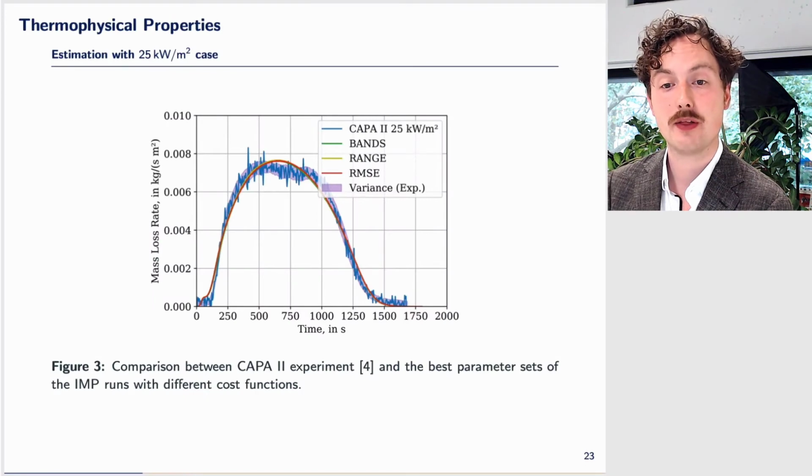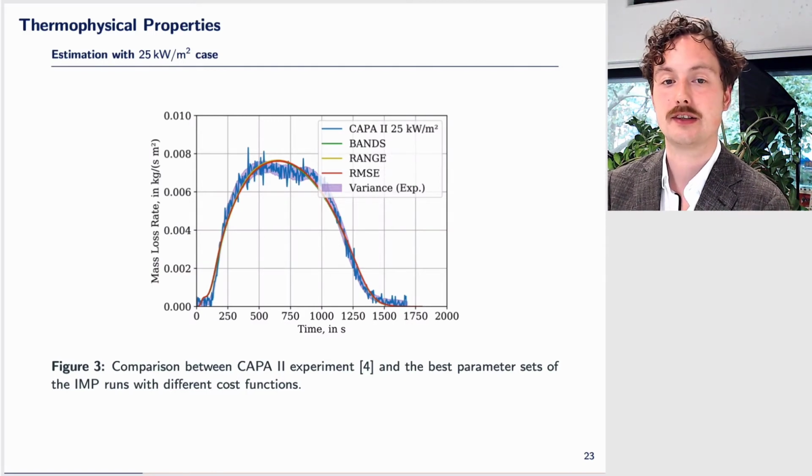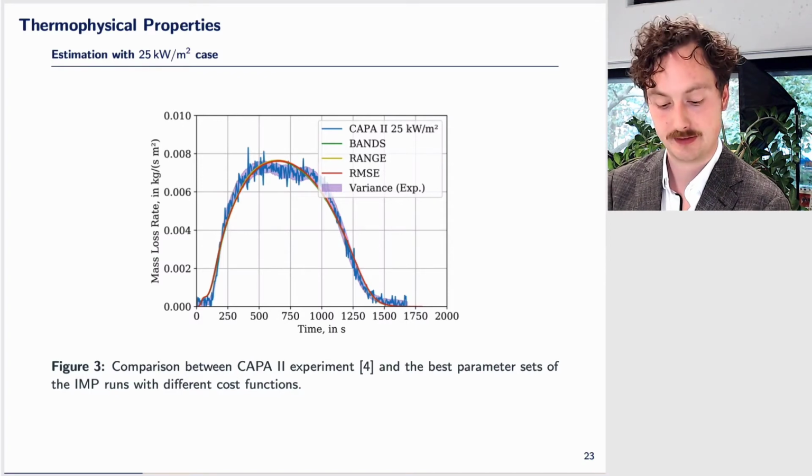In this plot, we show the best resulting mass loss rates against time of each evaluation. Experimental values are blue, results of bands is green, results of range is olive, and the results of RMSE is red. As you can see, there is next to none difference in the best fit.